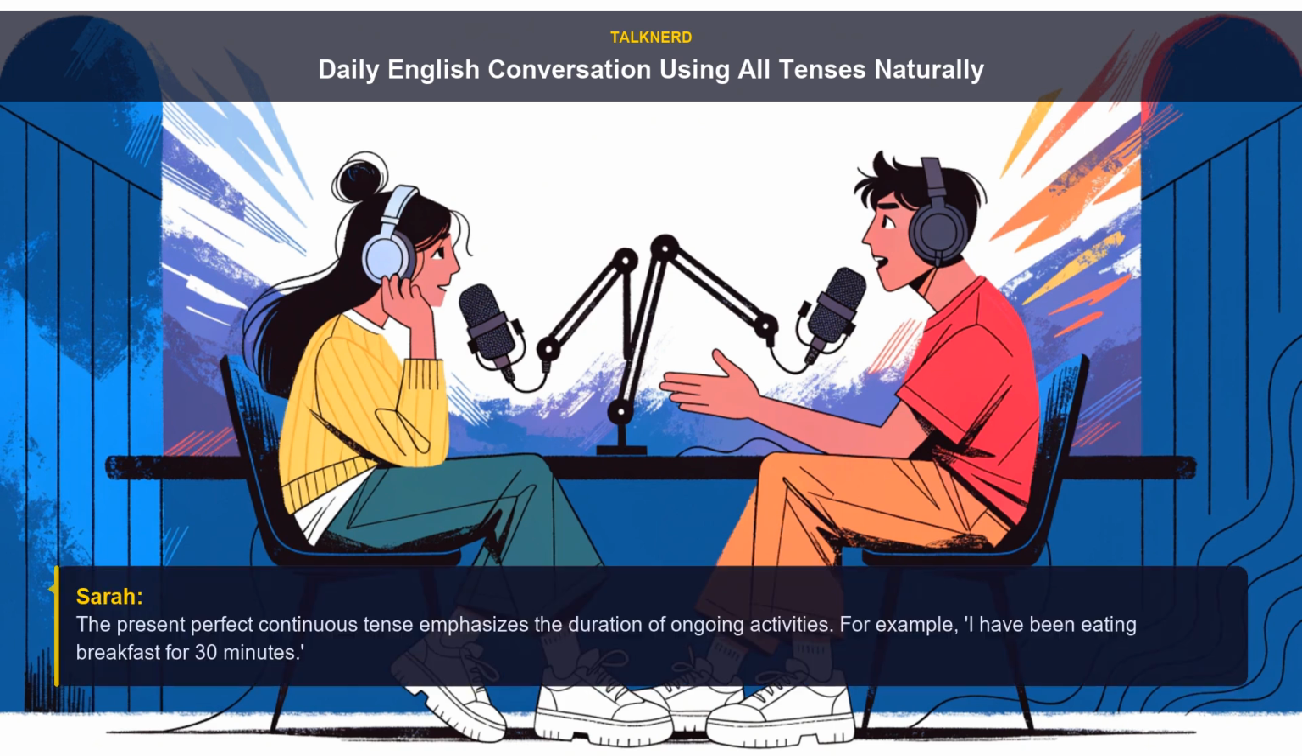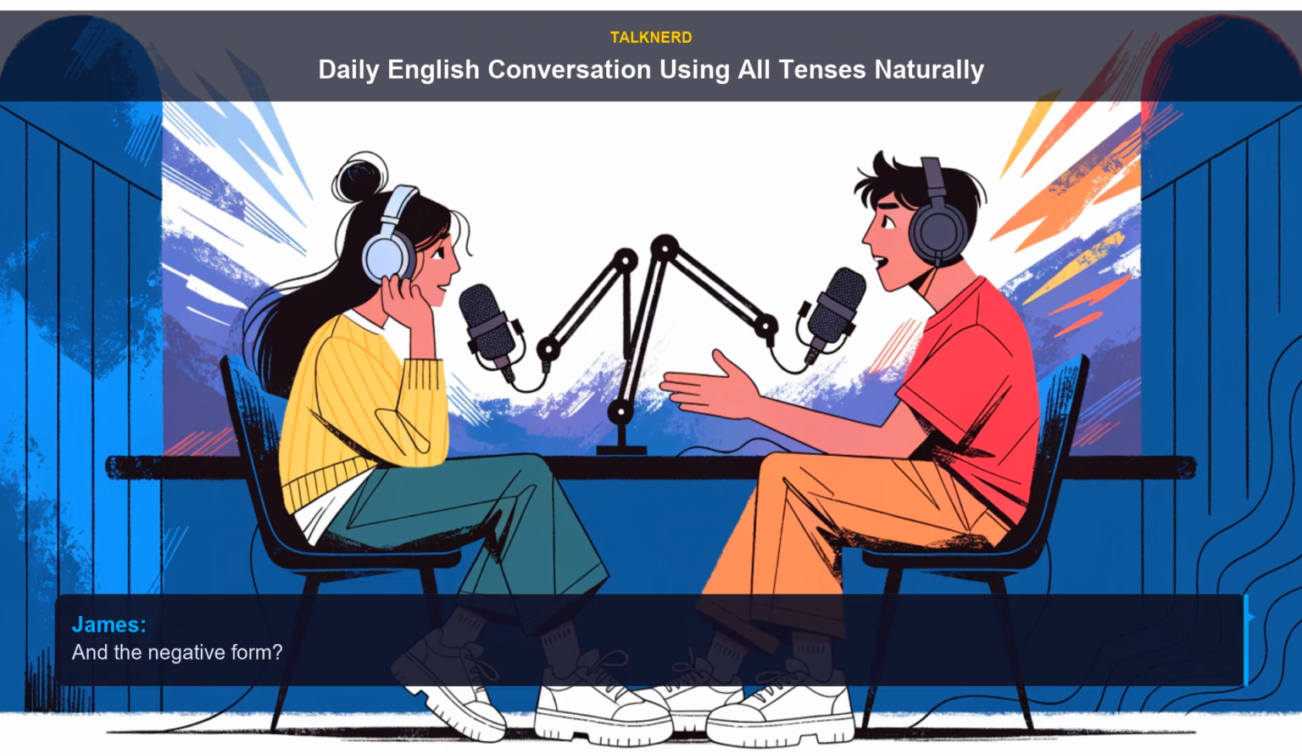The present perfect continuous tense emphasizes the duration of ongoing activities. For example, I have been eating breakfast for 30 minutes. And the negative form? We say, I have not been eating breakfast for long. Can you give a few examples?